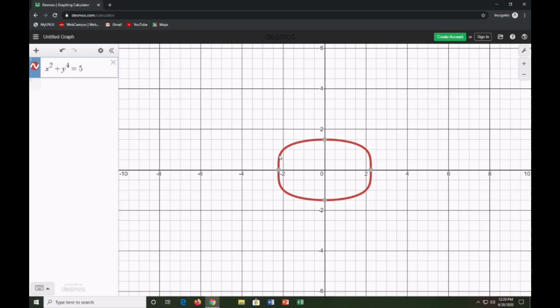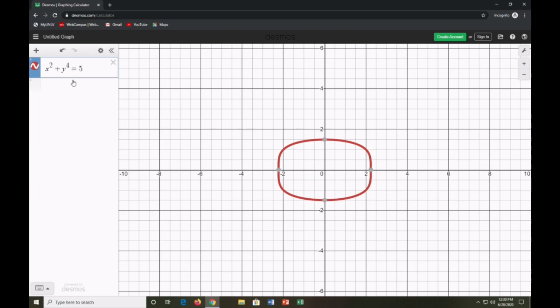So this graph is symmetric with respect to the x-axis. By the same token, I should have used this for number 2 on the worksheet as well, because if you replace x with negative x, you get the same equation too. So this equation is symmetric with respect to both the x-axis and the y-axis.